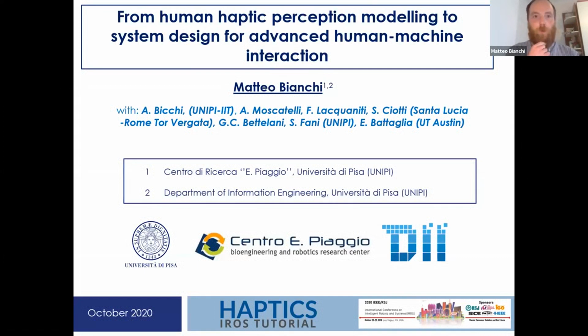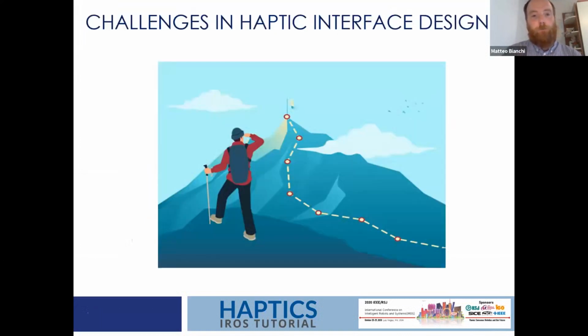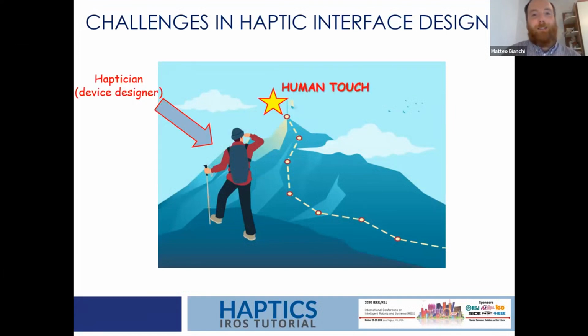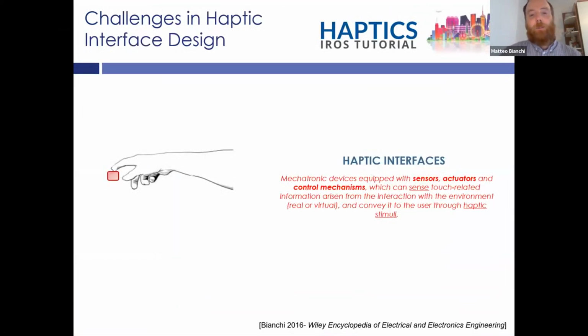So today I want to talk about a possible approach moving from human haptic perception modeling to the design of haptic interfaces. As a haptician, I have encountered many challenges in haptic interface design. Basically, this is the haptician, and the goal is to try to reach the capabilities of human touch. So it's very, very challenging. And the objective is to design haptic interfaces.